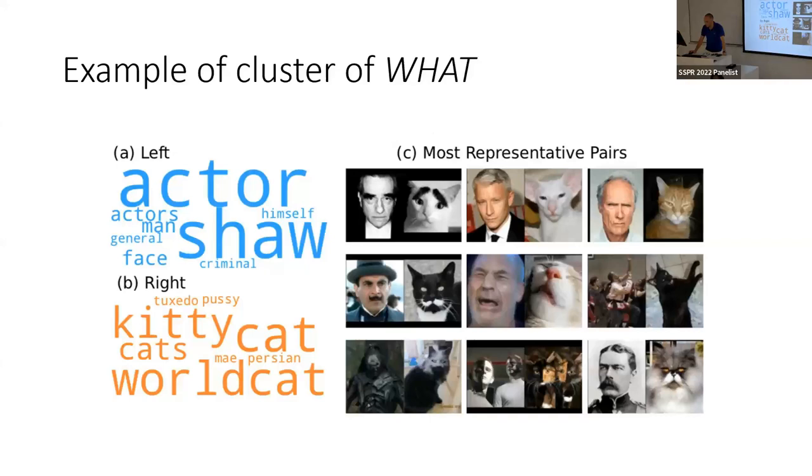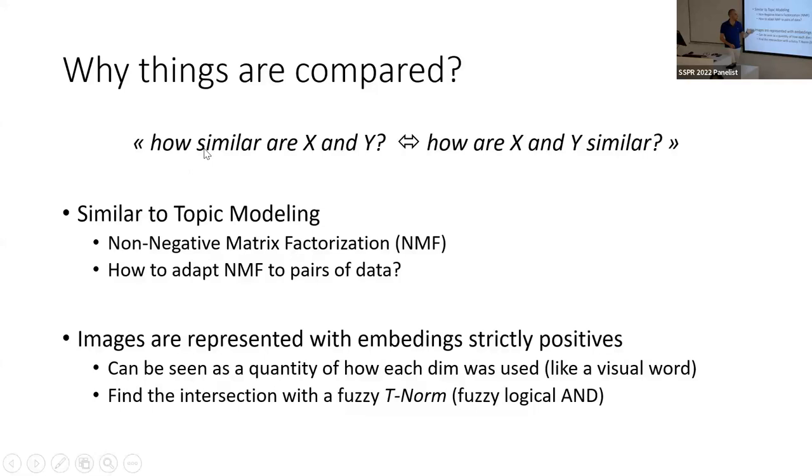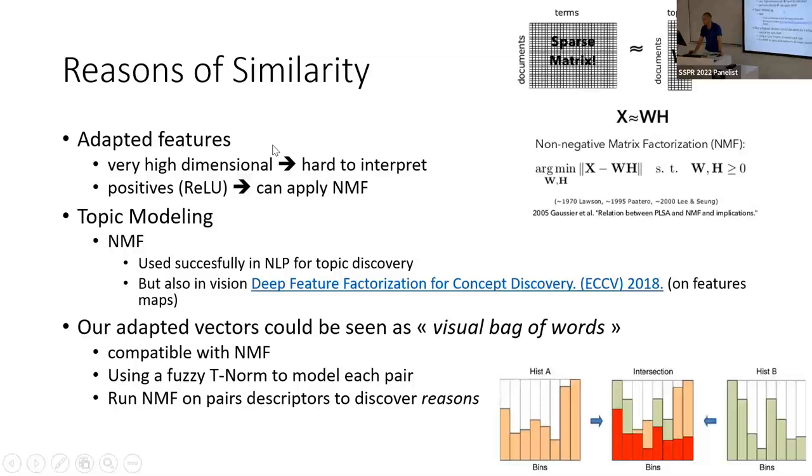The second interesting question is why things are compared. Like we said earlier, how similar are X and Y? It's similar to how similar those two are. To do so, we used some techniques inspired by topic modeling, such as non-negative matrix factorization, and we'll dig a bit into the detail just here.